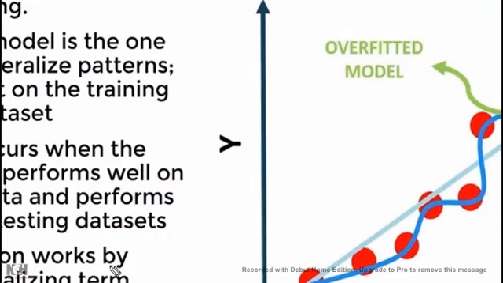Now, ridge regression works by applying a penalizing term. It is going to add one penalizing term, which is the penalty term. We are going to add a penalty term in order to overcome the overfitting problem.